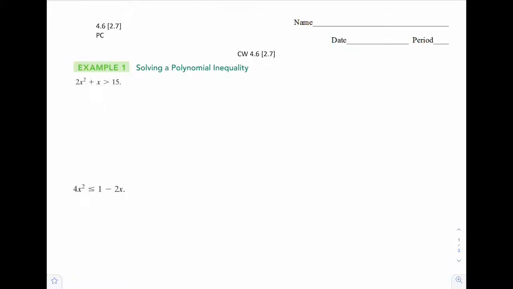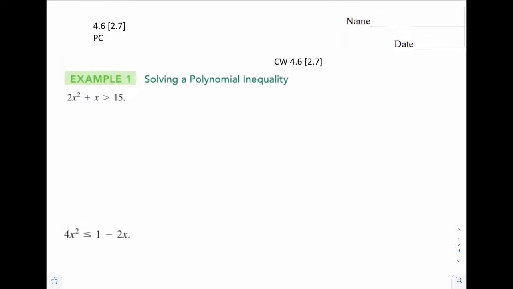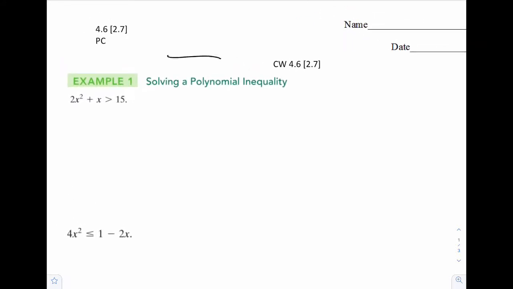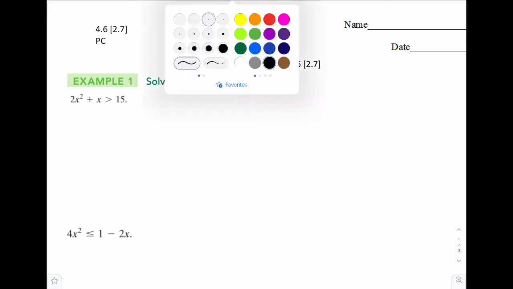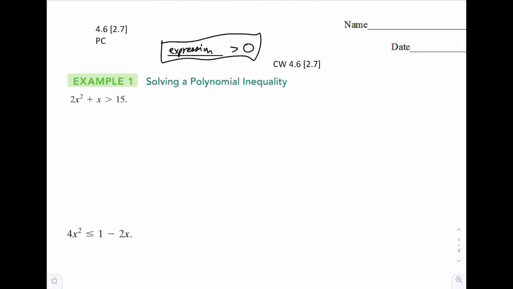Welcome to CW 4.6. Today we're going to cover inequalities. So the first thing you want to note is for all these things, you need to have your expression, and it has to be greater than or less than 0. So take some time and really highlight this fact, because I can't emphasize enough how important that 0 is going to be. So I'll take a moment and highlight that for yourself. Super important.